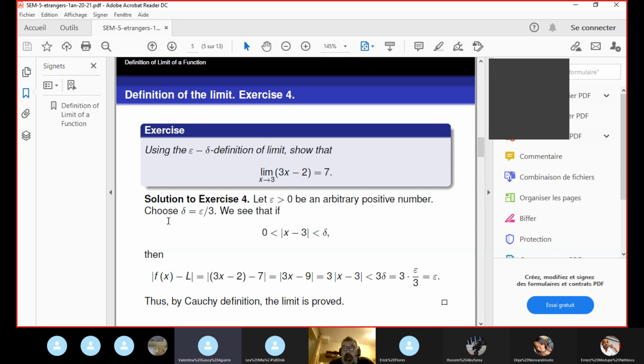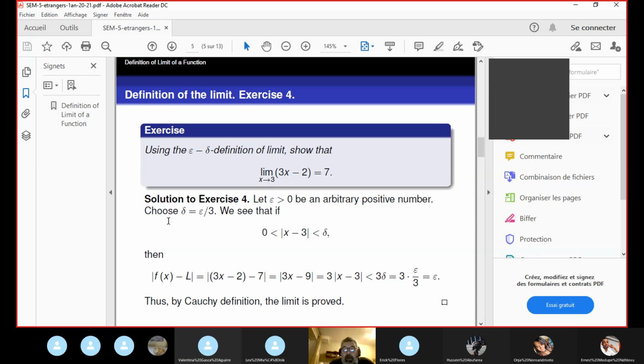You can put it wherever you want, or see how to choose the delta. You see, Valentina, do not read the first line of the proof, okay? So we go to the second line. So I take the absolute value of f of x minus L. Our L is 7. Agree? Yeah, agree. Then 3x minus 2 minus 7 will be 3x minus 9. So it will be 3 times the absolute value of x minus 3.